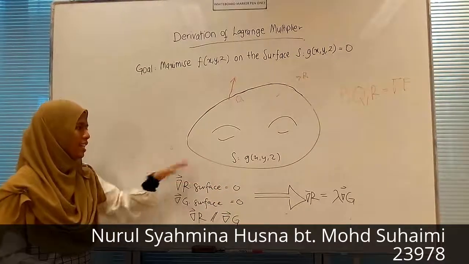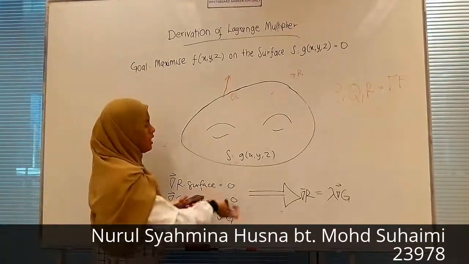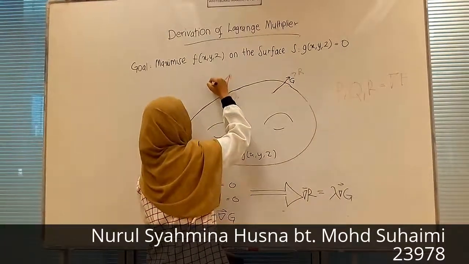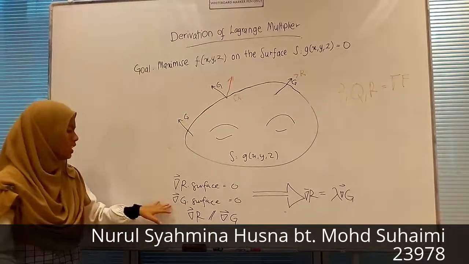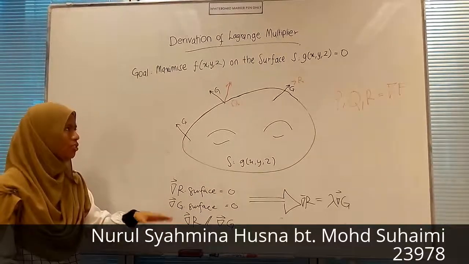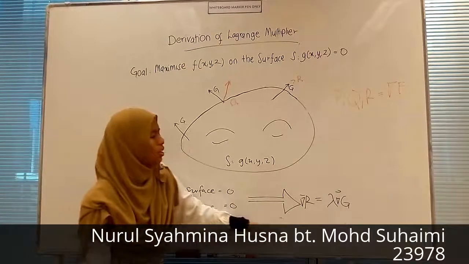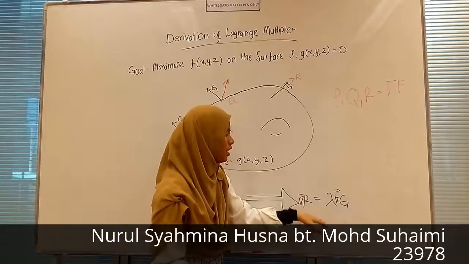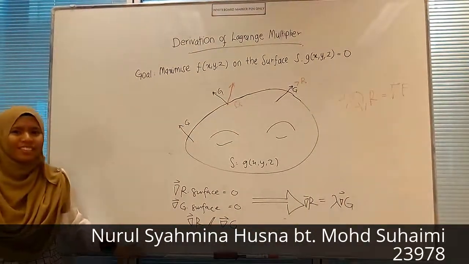Next is the surface S itself. The surface itself will produce the normal, which is the gradient G here, here and here. So the gradient G dotted with the surface is 0. We can see here that G and the gradient of R are parallel. When they are parallel, we can conclude that the gradient of R is lambda times G. Here we can prove that this is the derivation of the Lagrange multiplier.